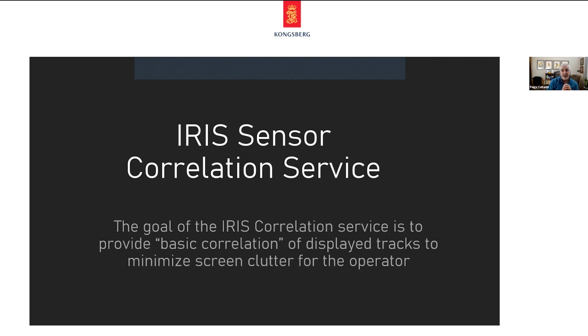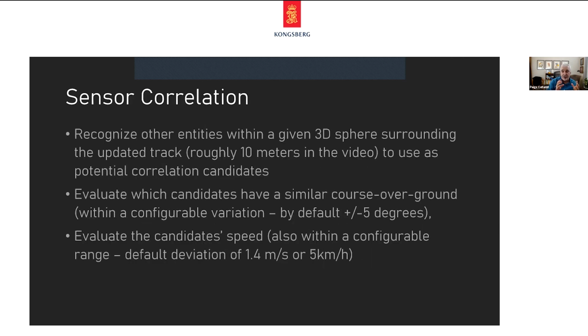There are 2 main ways that we do it. The first is a 3 degree of freedom correlation, where we calculate a given sphere around the track, which in the video you'll see is around 10 meters. This is set by the operator, so you could have a very tight sphere or a very generous sphere. In addition to that proximity, we also calculate which other tracks within that sphere have a similar course over ground, and again that variation is set by the operator. Finally, we evaluate which of those other tracks on a similar course have a similar speed, and that again is configurable by the operator.